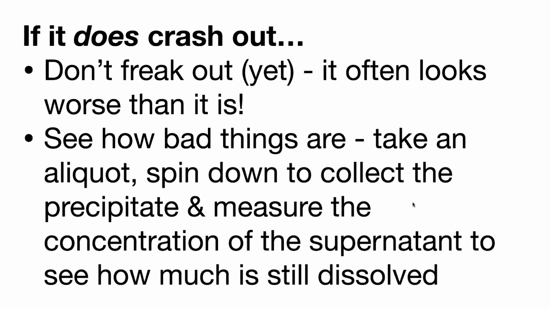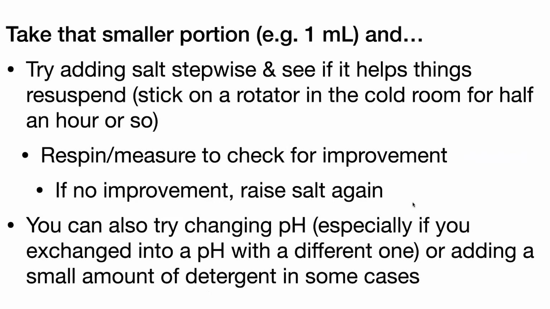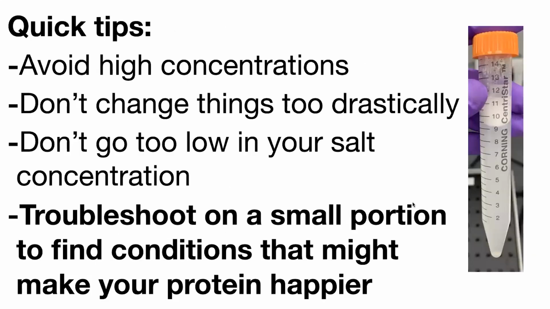And remember, when you're taking this concentration, you have to use the new buffer that you're dialyzing into as your blank, because that should be what your protein is currently in. Now we can troubleshoot on a small portion to try to find conditions that might make the protein happier. We want to do this on a small portion so that we don't mess up this giant portion, which makes things worse instead of better, or try too many different things and then not even know what exactly is in our mixture. So you take smaller portions and experiment in those, and then when you find something that works, apply it to the whole thing.